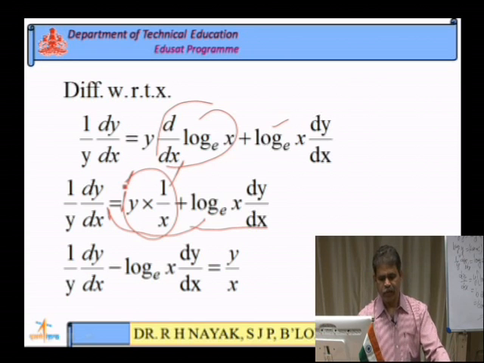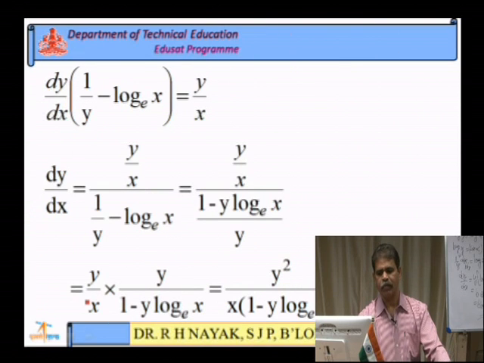Then you take dy by dx common here. By taking dy by dx common, it will become 1 by y minus log x. See, 1 by y minus log x. Then dy by dx is equal to y by x whole divided by 1 by y minus log x. For further simplification, if you require, you can go on, otherwise you can stop at this stage.